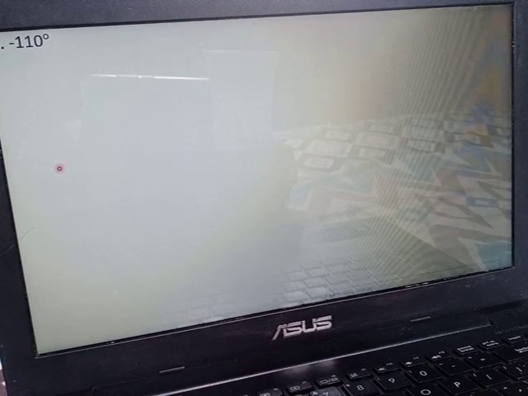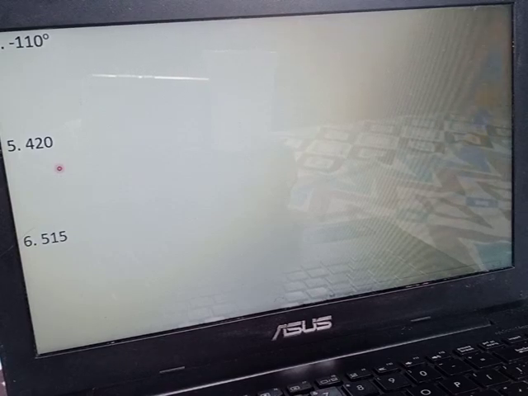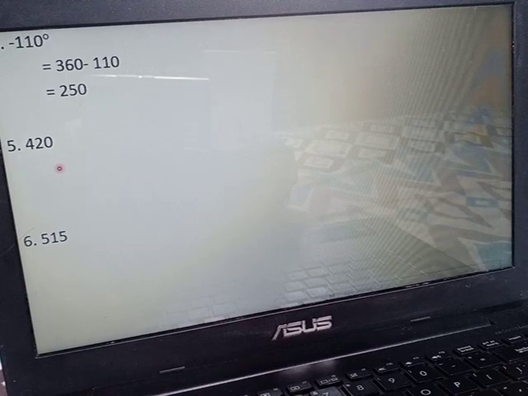Okay, how about negative 110 degrees, 420, and 515? Let's start with negative 110. We have 360 minus 110, which is 250, and 250 lies in quadrant 3. Next, we have 420 degrees.